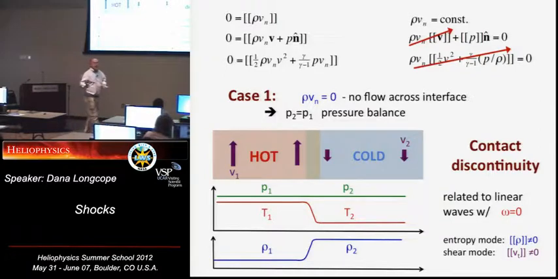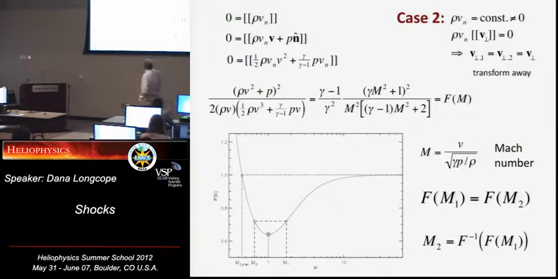In the nonlinear regime, so it's not a small change in the density, it could be a significant change in the density, that's a contact discontinuity. Okay, that was just case 1. Case 2 is the interesting one. Now, whatever this constant is, it's not 0.